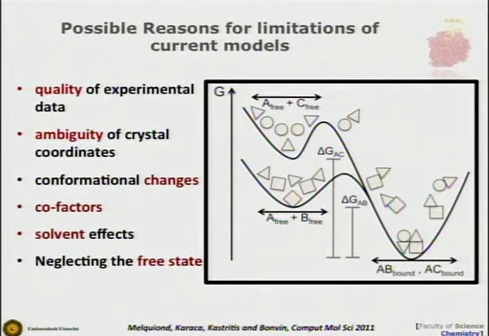So what are the limitations of the current models? I think the quality of the experimental data is one of them that I mentioned already. Ambiguity in crystal coordinates, or missing parts in crystal coordinates that might be relevant to predict binding affinity. Conformational changes, very important. What we have been doing, and the results I showed you, were only in this part of the free energy profile.